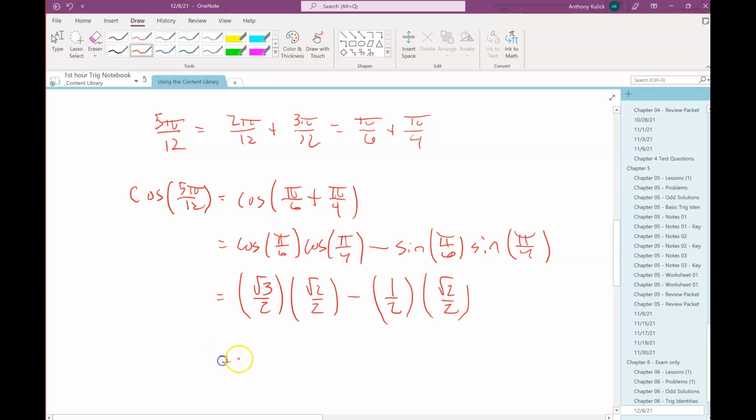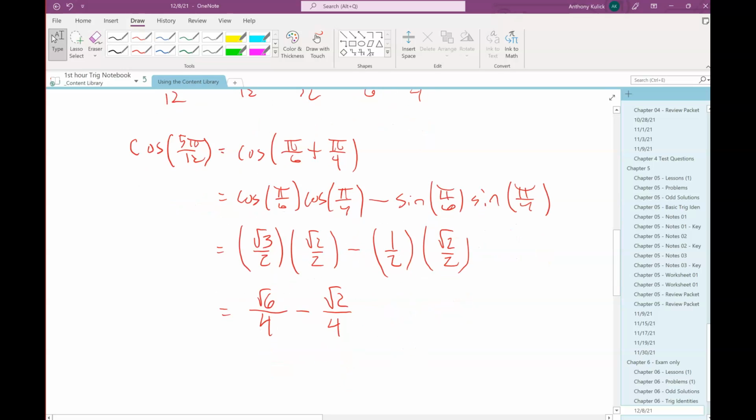Then I just multiply my fractions straight across. Root 3 times root 2 is root 6. 2 times 2 is 4. 1 times root 2 is root 2. 2 times 2 is 4. And then we have a common denominator, so I can just write these as a single fraction. And I'm done with that. Note that that's the same answer as the previous problem.